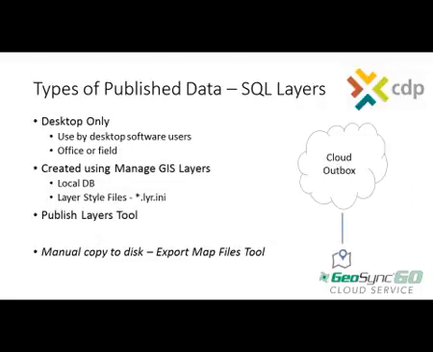Another type of data that we can publish are our SQL layers. This is only for our desktop. This is when I want to use a more enhanced background map for my desktop viewing. And the Publish Layers tool provides you a way to copy that information to the cloud, so you can sync that back to any of your other desktops. Again, this is one of those processes that can be handled manually, so you can do a manual copy to disk for this type of data.